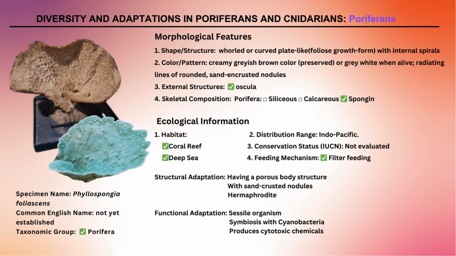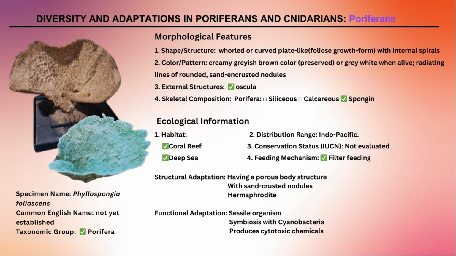Next species to the phylum Porifera is the Phylospongia foliescens. Phylospongia foliescens is the accepted name for the species Carteriospongia foliescens. As you can see, this sponge somewhat resembles the shape of an elephant's ear. For its morphological features, it has a thin-walled, whorled, or curved plate-like appearance that can also be described as a foliose cup-like sponge attached to the substratum by a short, hard stalk.